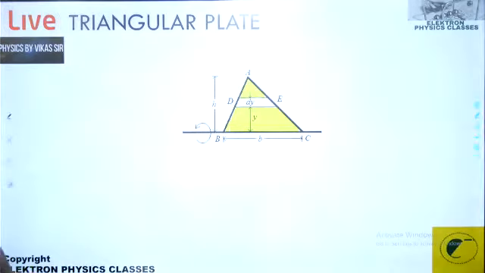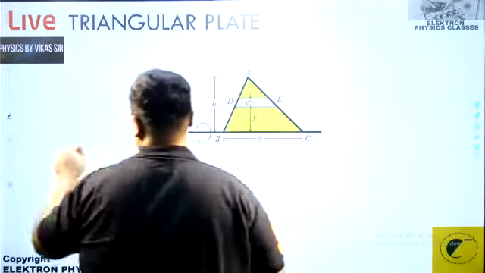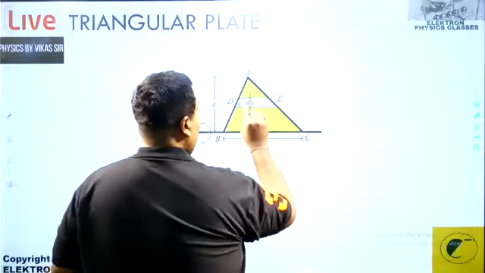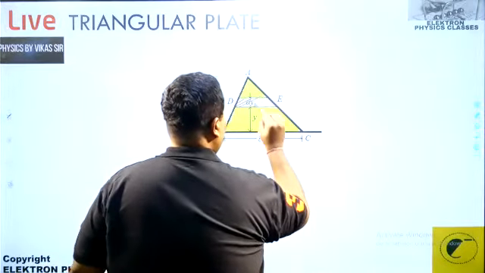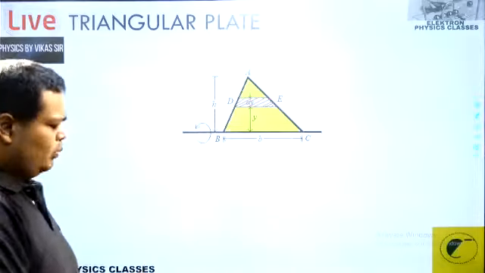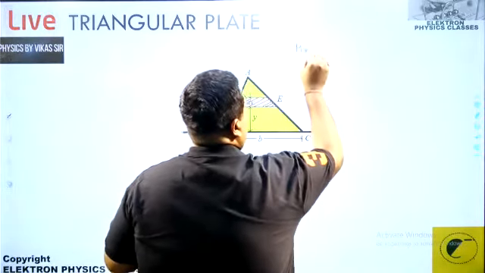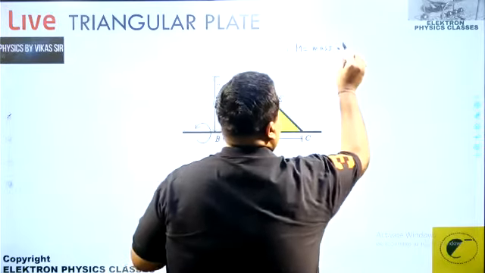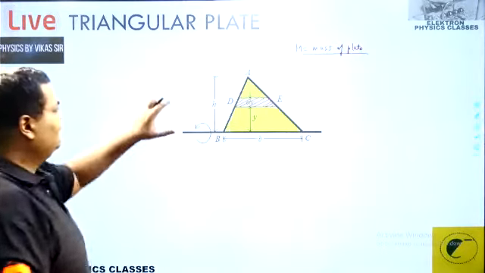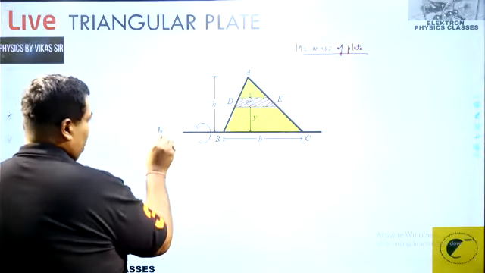So what I have done is I have assumed a strip over here. This strip is at a distance of y from the base. That's my strip. The mass of this particular plate is m. So m is the mass of the plate. And the height of this plate is given as h, and we need to rotate this about the base. That's the base axis.